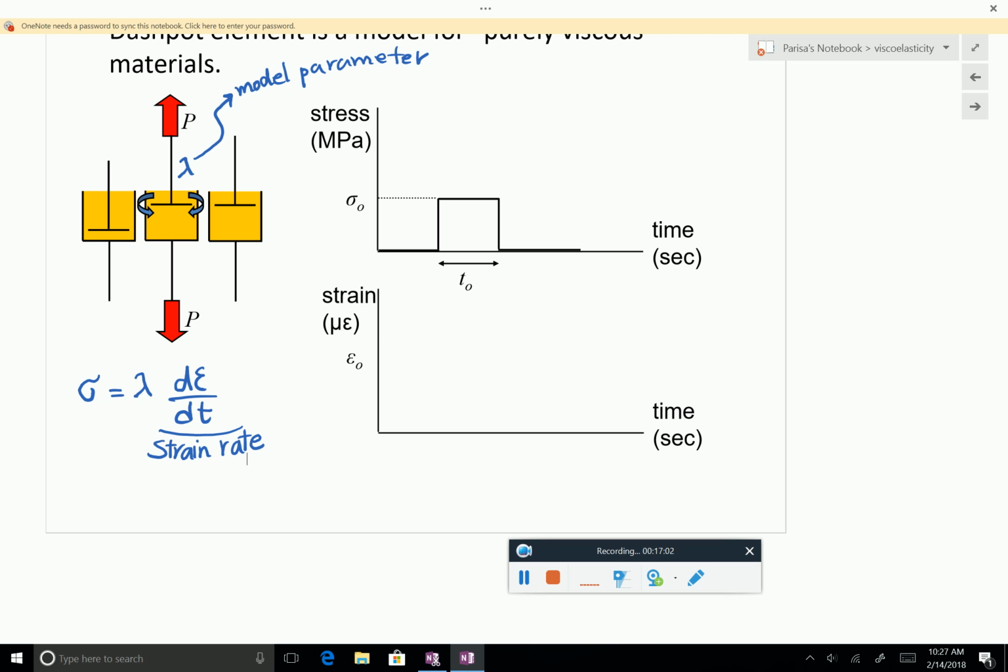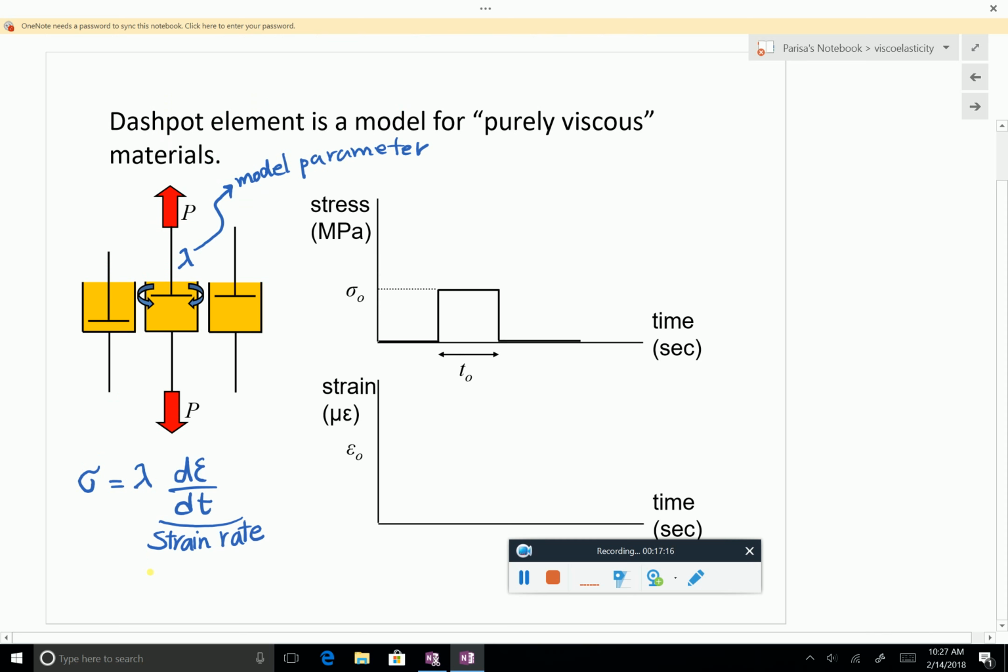Now, let's analyze these different parts again. We have no loading, then we apply loading, we keep it constant, so it's a creep situation. I write here creep. It's like creep because I hold the stress constant and then I release it. So in the beginning, sigma is equal to 0. Then sigma is constant equal to sigma 0, and then it goes back to 0.